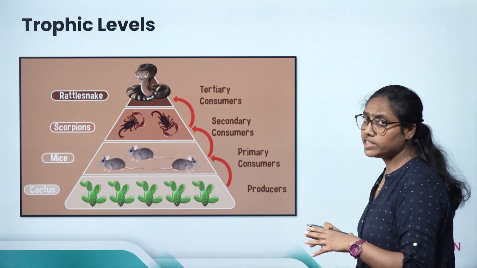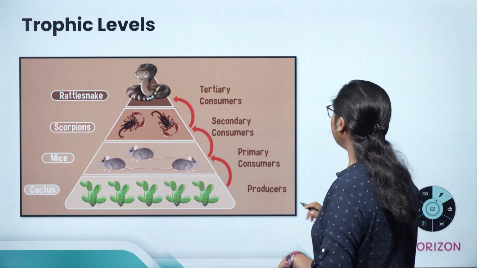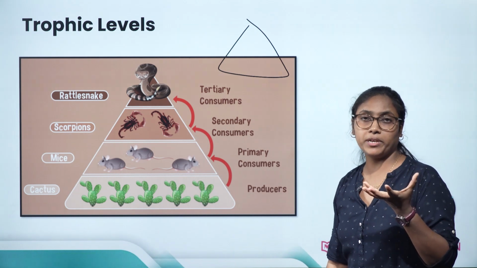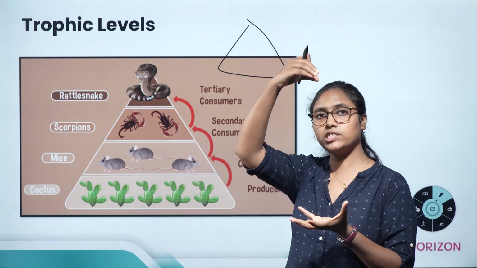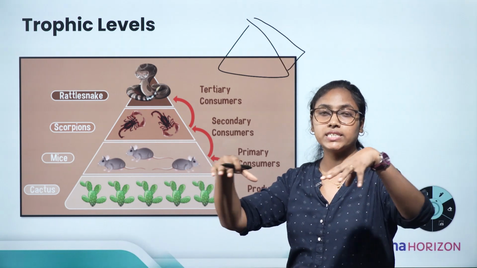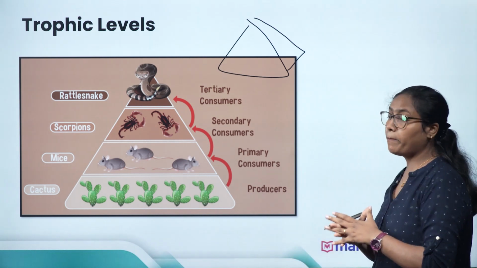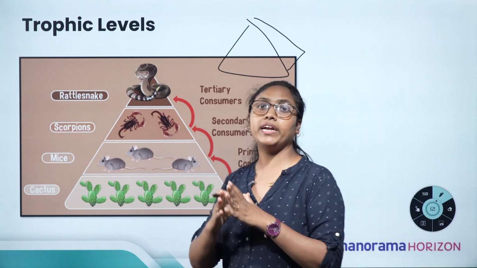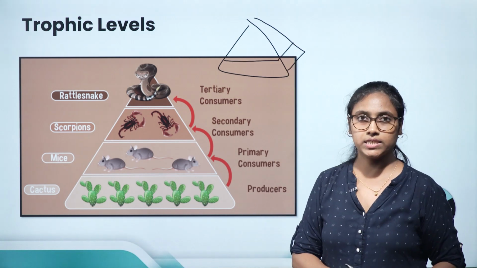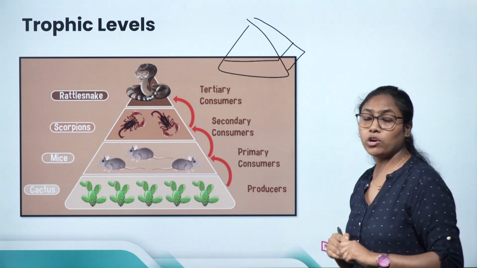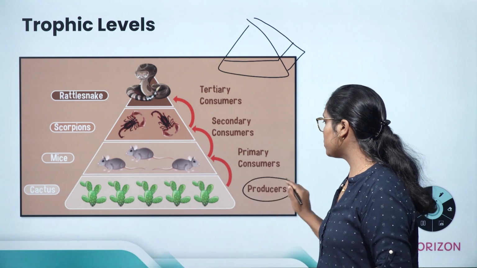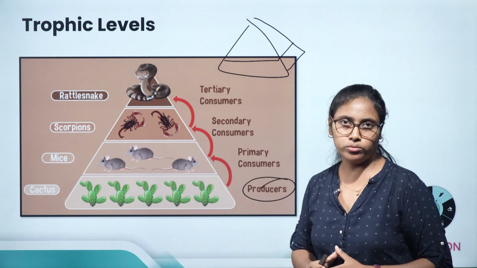At the first level, this is in the shape of a pyramid. Now, the base of the pyramid is the largest one and the tip is the smallest. We know the shape of a pyramid, right? The base is the large portion. The base is always occupied by a producer, and we call it the first trophic level. So, the first trophic level is always occupied by producers.